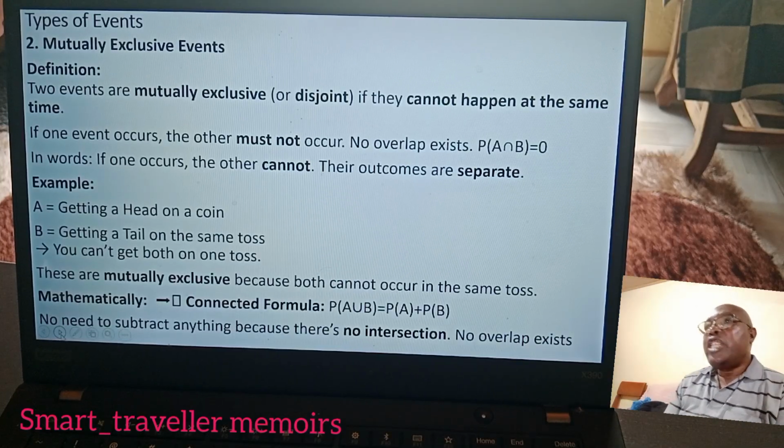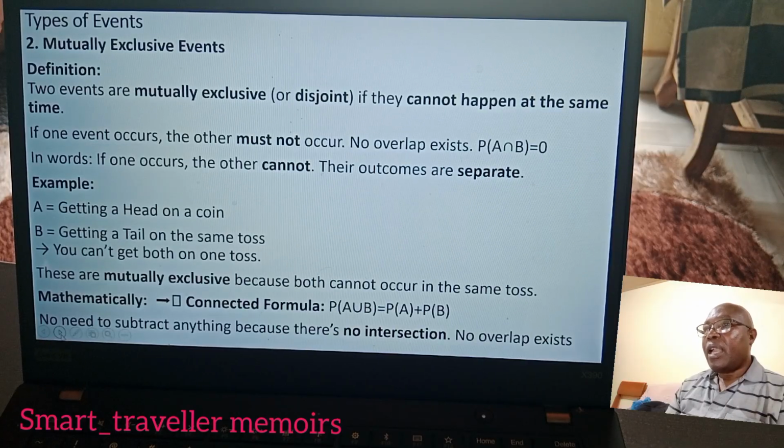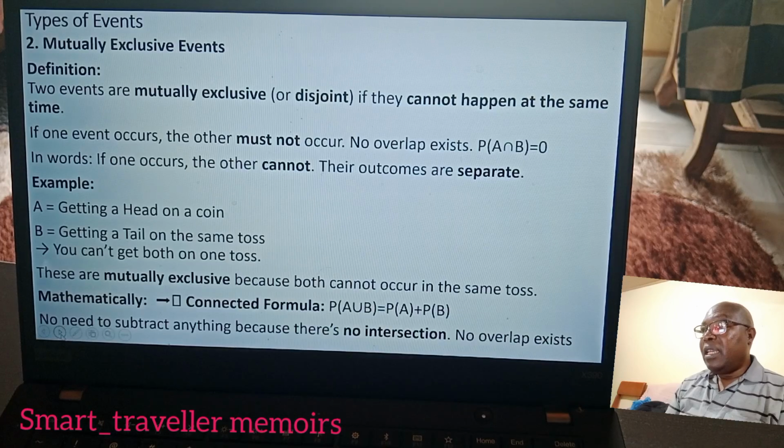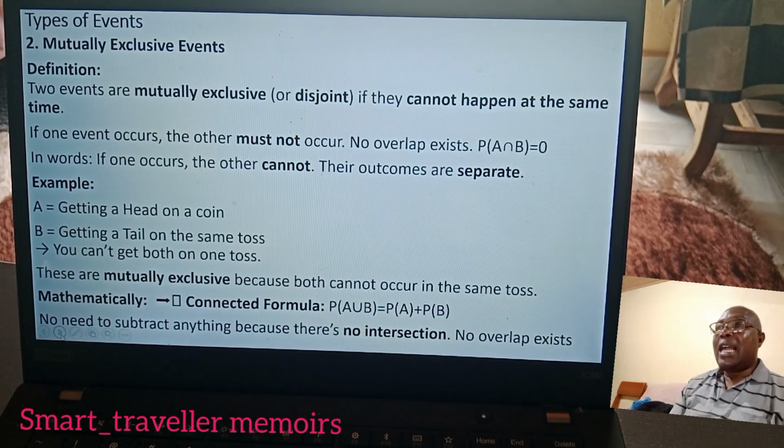Type of events number 2 is mutually exclusive events. Definition: two events are mutually exclusive, or disjoint, if they cannot happen at the same time. If one event occurs, the other must not occur. No overlap exists. That is, the probability of A intersection B is equal to 0. P(A ∩ B) = 0. In other words, if one occurs, the other cannot.